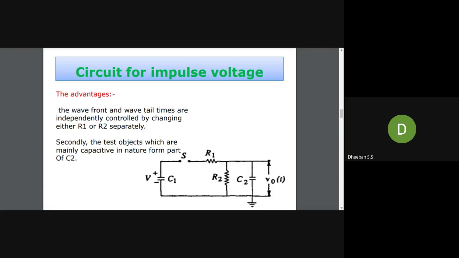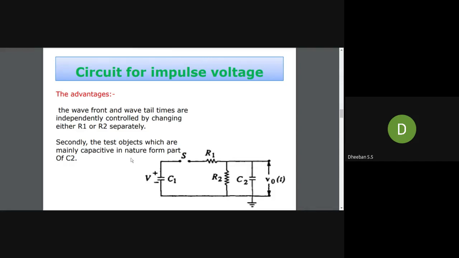In general, it is nothing but an RC circuit. In an RC circuit, the time constant tau will be RC, that is, tau equals RC. That time constant tau is the time period for charging and discharging the voltage across the capacitor. Here, the resistance is not taken into account for the wave front time and the wave tail time.